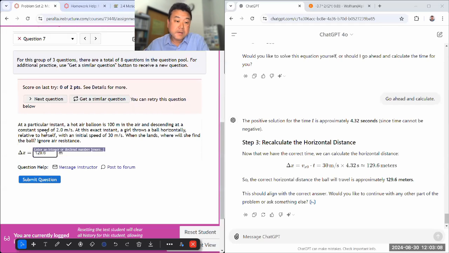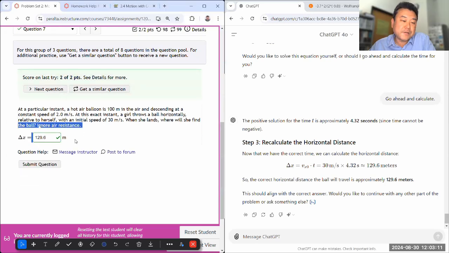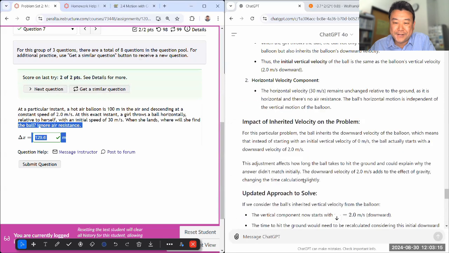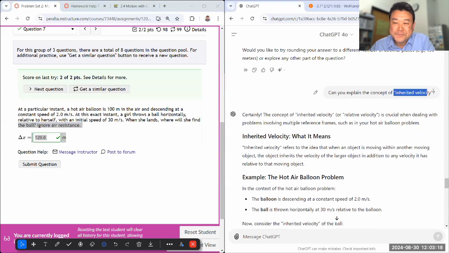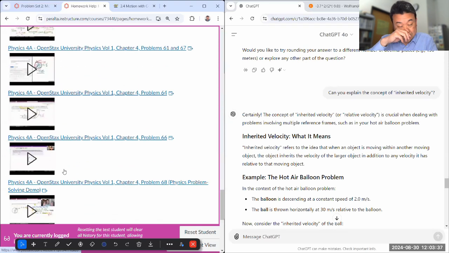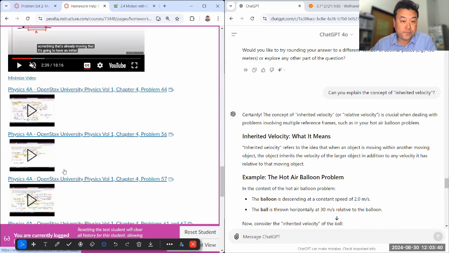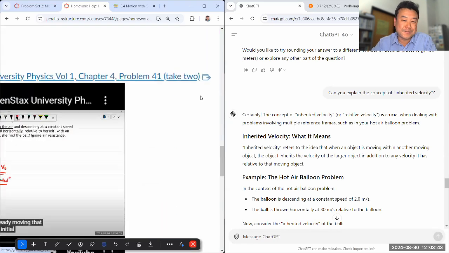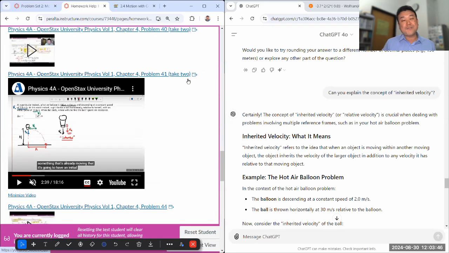Maybe. Yeah, but for you to help ChatGPT get to this correct answer, you had to know about inherited velocity, which means you really didn't need its help. So when and if you are using ChatGPT as a tutor, just be aware it can make mistakes. And if you are stuck, probably better to just look for the homework help. Now it's possible that there's a mistake in the homework help video, but I've caught a lot of them. If you find any mistakes in the video, let me know so that I can fix it for the future.